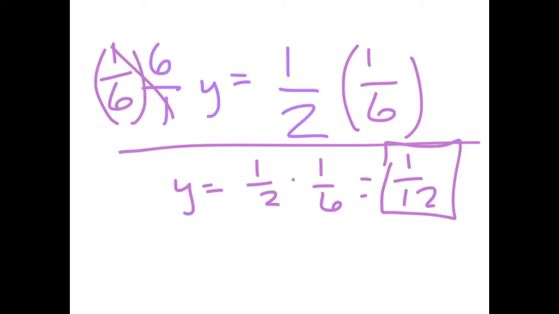Our next equation is 6 over 1y equals 1/2. The reciprocal of 6 over 1 is 1/6. Cross that out, and then 1/2 times 1/6 will then give you the answer of 1 over 12.